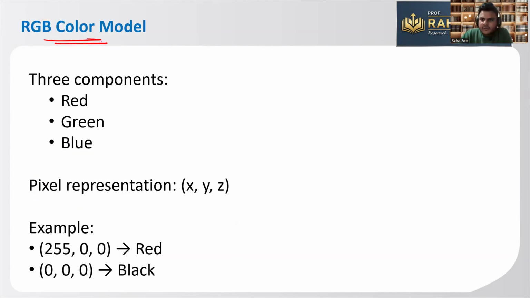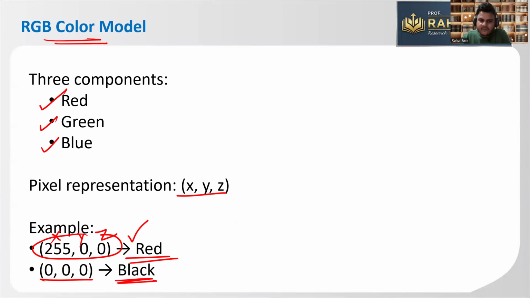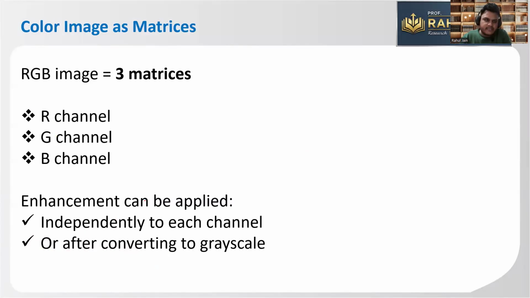Then the RGB color model. The RGB color model has three components: red, green, and blue. So pixel representation is like X, Y, Z. For example, if it is 255, 0, 0, it means it is red. So the X value is 255, the Y value is 0, and the Z value is 0. It means the whole image color would be red. If it is 0, 0, 0, it would be black, right? So this is how the RGB color model represents color.